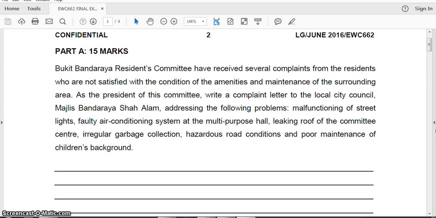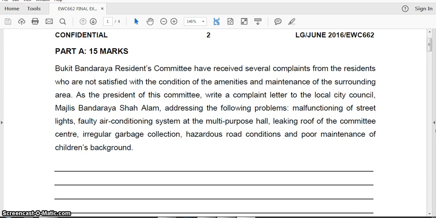So today I am going to explain to you about your final exam paper, EWC662. So tomorrow is going to be your paper. So here are the things that you need to know. There will be two parts, part A and part B, of course, and in both you are required to write a formal letter.